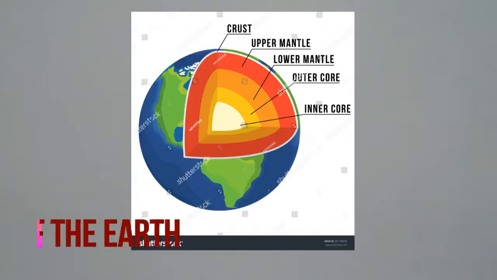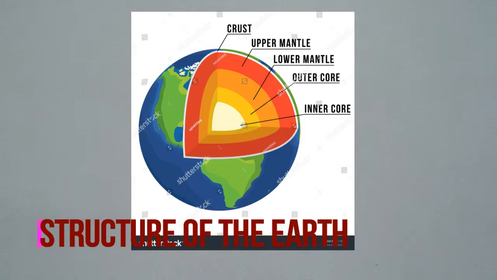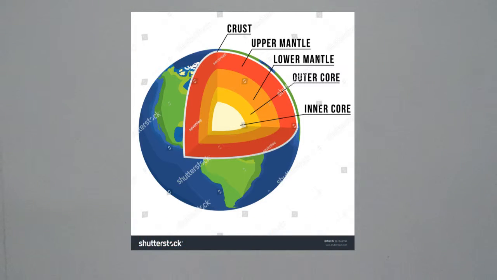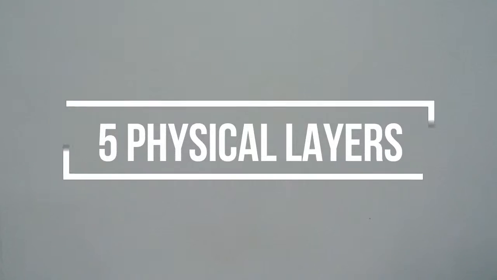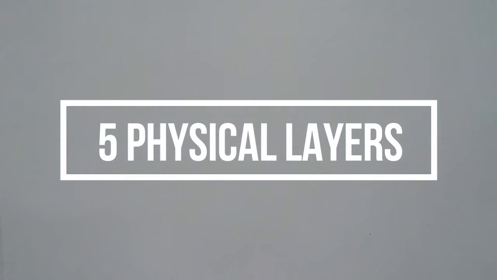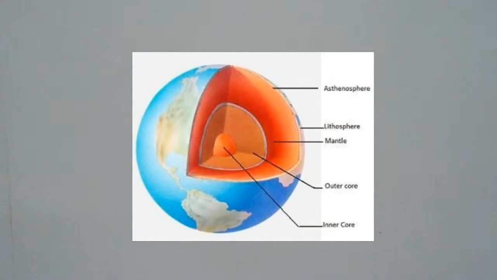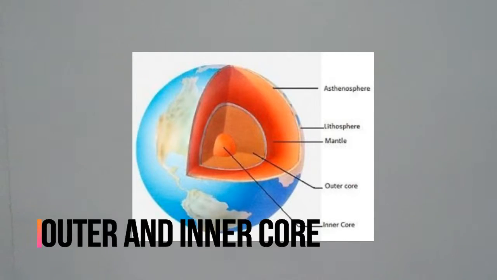Now, let's take a look at the inside of the Earth. Based on the Earth's composition, our planet is divided into crust, or the surface of the Earth, the upper and lower mantles, and outer core and inner core. However, when we consider the motions involving the Earth, we have the lithosphere, asthenosphere, mesosphere, outer core, and inner core.